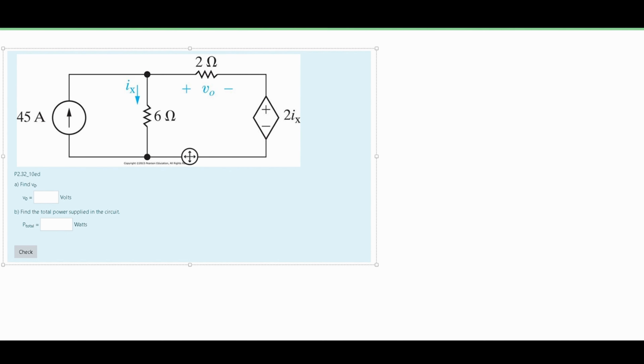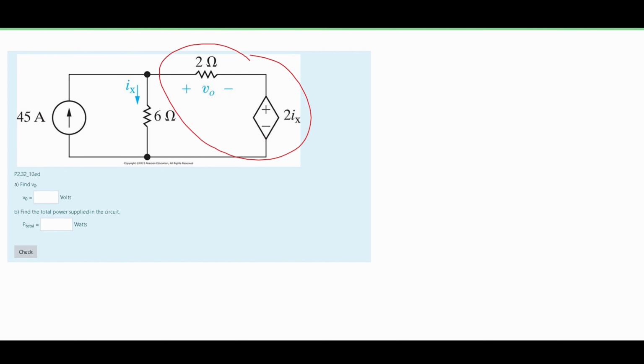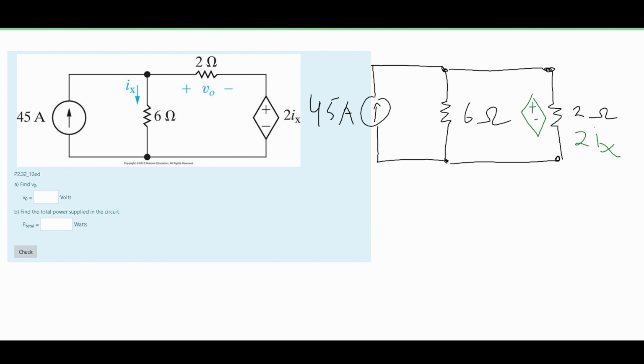In this problem, we are given a diagram right here. We are then asked to find V naught and also the total power supplied in the circuit. To start this problem, I'm going to redraw our circuit and combine this entire right side together so it's easier to read. So here I have redrawn our circuit.